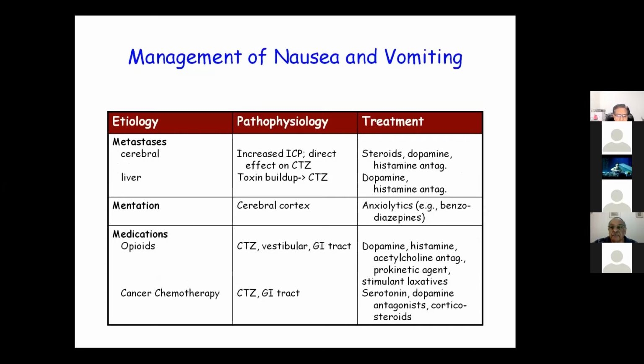So this is just in summary. I'll be discussing these drugs in detail. When I say metastasis, we can use some drugs. If there are issues with the cerebral cortex like anxiety, we can use anxiolytics. If it is related to a drug or chemical cause like opiates or cancer therapy, we need to look for drugs like haloperidol, or a 5-HT3 antagonist.